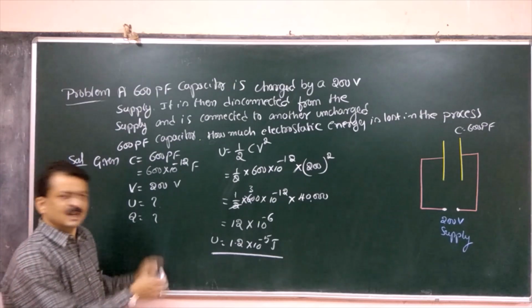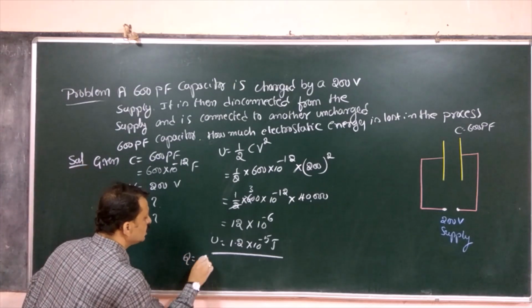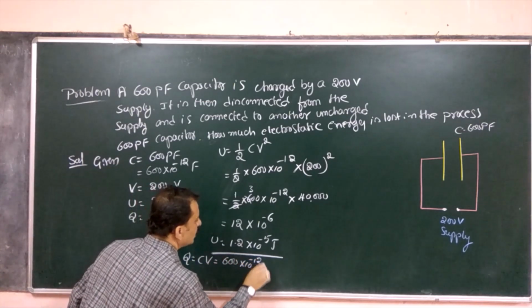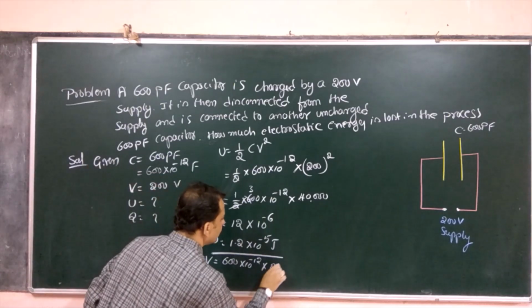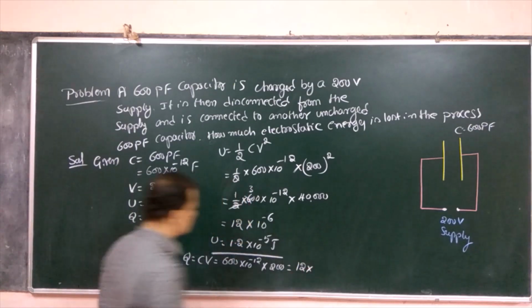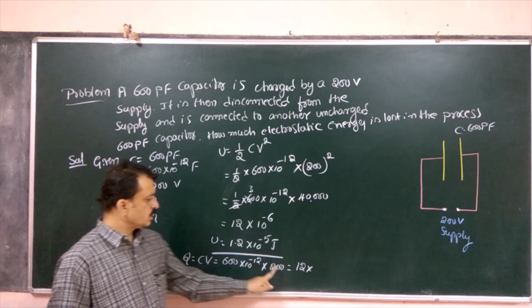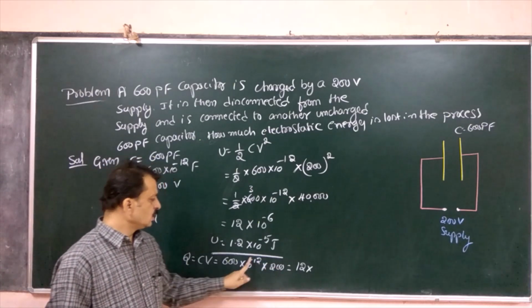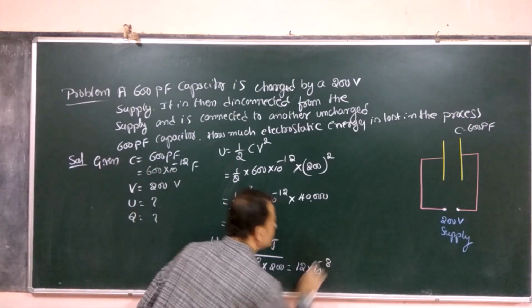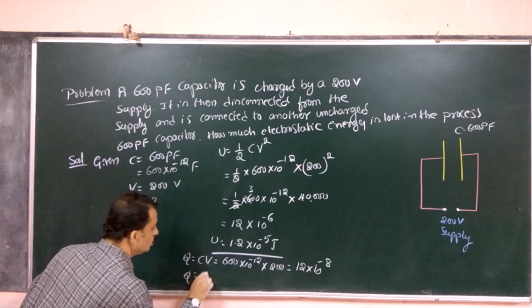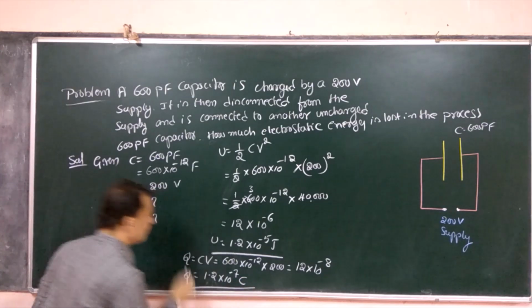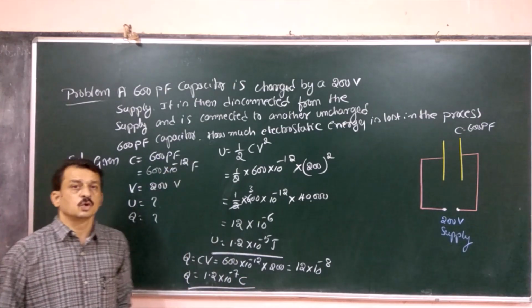Charge was not asked, but let us find it. Therefore charge Q is equal to C into V. C is 600 into 10 to the power of minus 12, into V which is 200. Now 6 2s are once again 12. So adjust the power: 10 to the plus 2, 10 to the plus 2, 10 to the plus 4. 10 to the minus 12 plus 4, it is 10 to the power of minus 8. So charge Q is equal to 1.2 into 10 to the power of minus 7 coulomb. This much amount of charge is now stored.